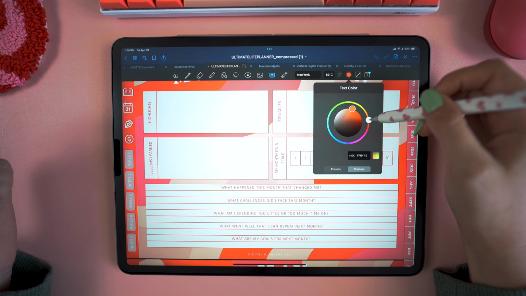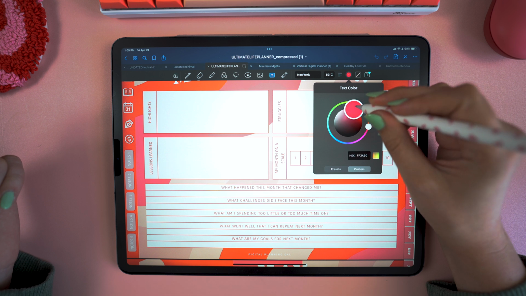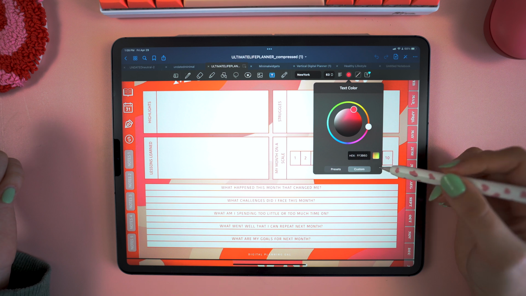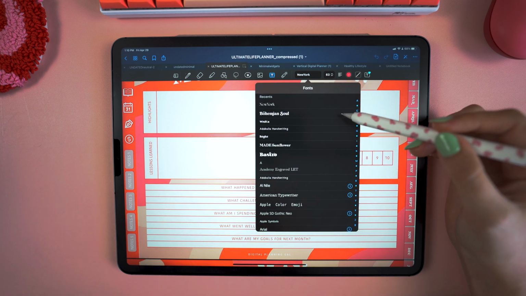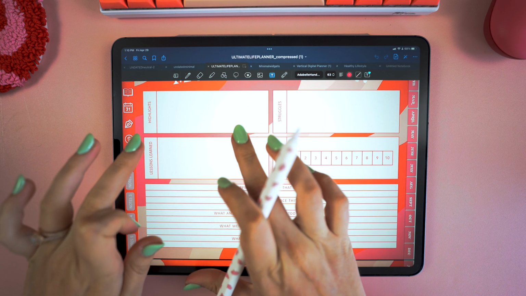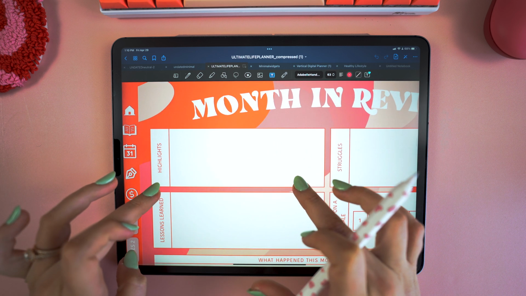So I'm gonna pick a fun little color. I'm feeling like a little hot pink here. If you like this color, the hex code is FF3B60. And I'm going to use the font Adabel Handwriting. I got this font for free on dafont.com. If you guys want to go and check it out, I have a tutorial over on my Instagram reels.